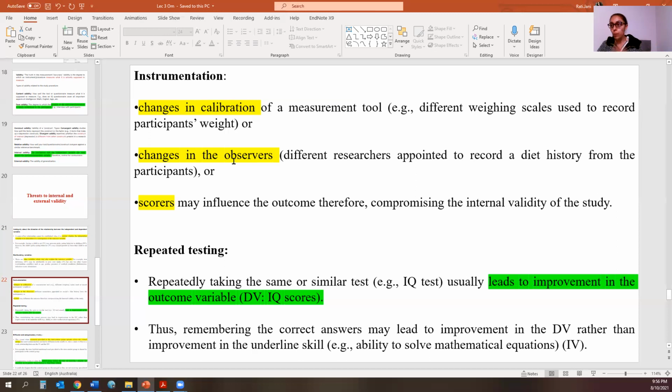Whenever validity is compromised, whenever reliability is compromised, you are at an increased risk of type 1 error. Okay. All right.